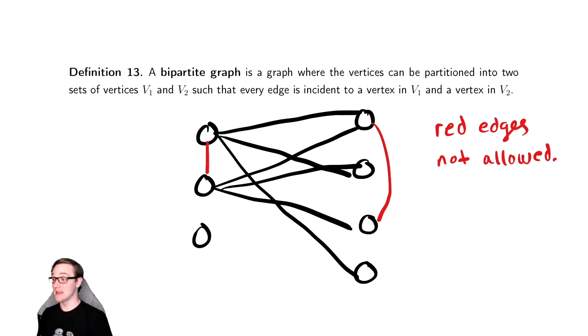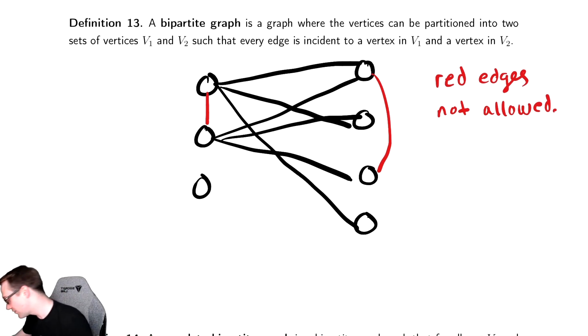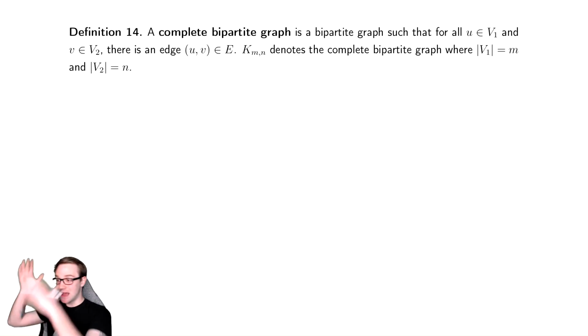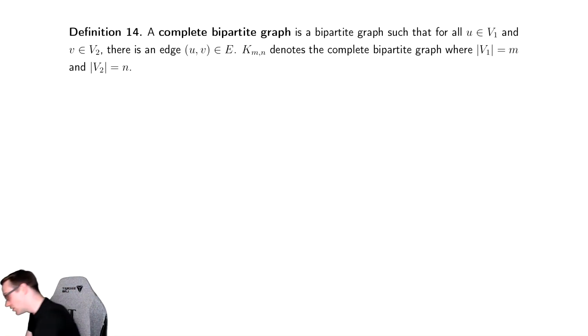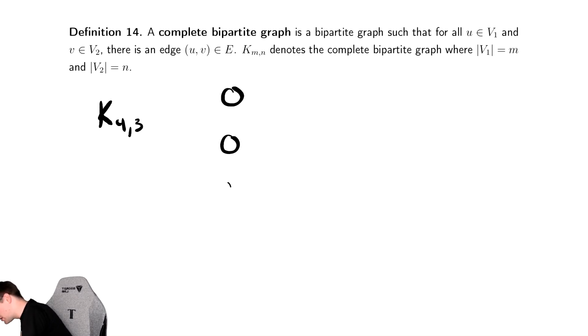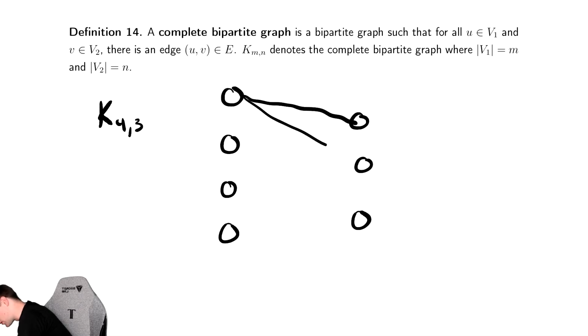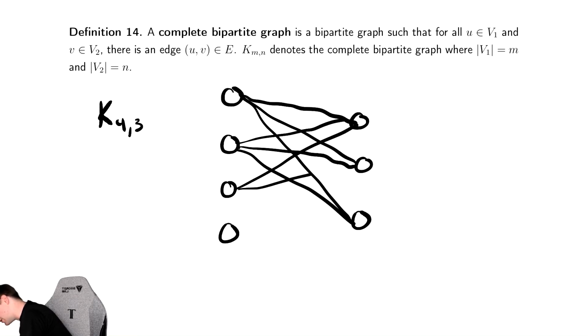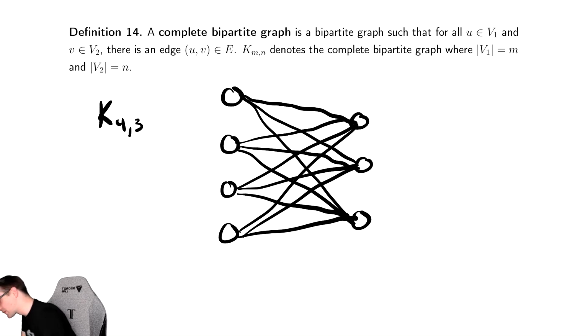Similarly to how we had a complete graph, there is a complete bipartite graph, which is just as everything on the left is connected to everything on the right. So as our example, we're going to look at K4,3, which says we have 4 vertices on the left and 3 vertices on the right, and everything on the left is connected to everything on the right. So this first vertex is connected to those 3. The next one's connected to those 3. The next one is connected to those 3. The one on the bottom is connected to the other 3.